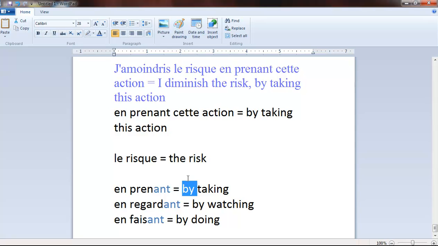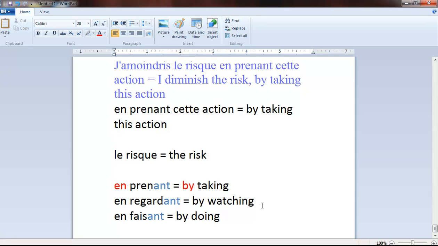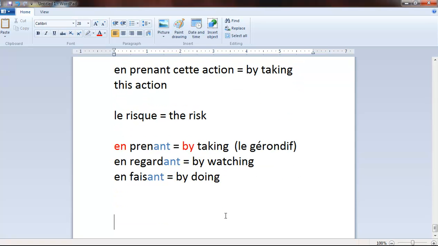And by, it's just, let's color it red and let's put also the correspondent, its peer on the left, which is en. En prenant, it means by taking, and by, it's the correspondent of en here, and vice versa. Okay, so this le gérondif, it's a verbal mode that we're gonna actually explain also in a bit more detail after we will have finished all the groups of verbs in French language.